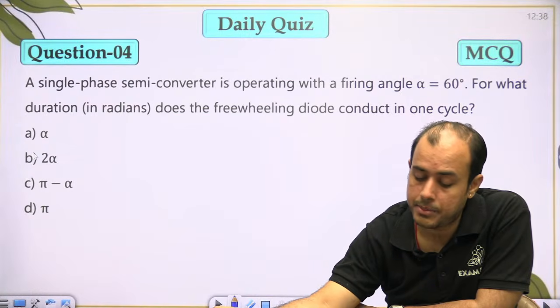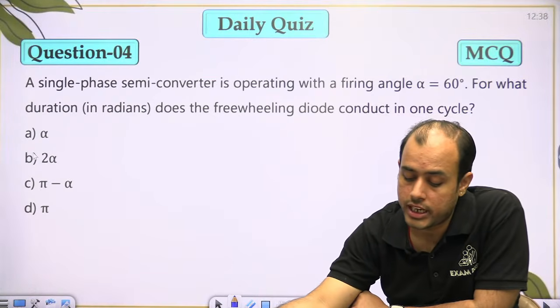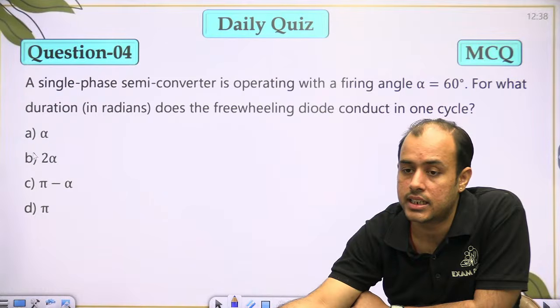A single phase semi converter is operating with a firing angle 60 degree. For what duration does the freewheeling diode conduct?